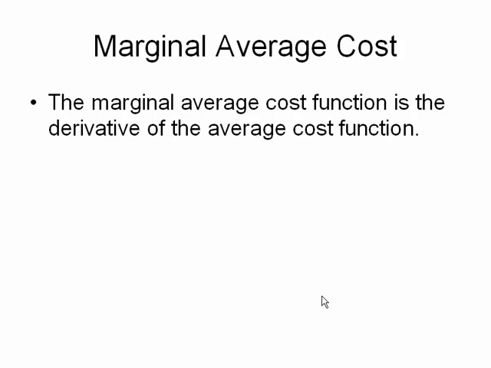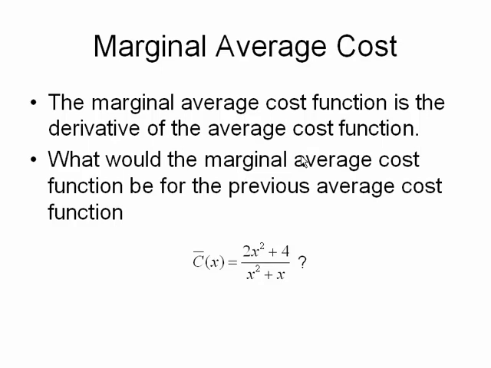So in the next step, now we're going to talk about the marginal average cost. The marginal average cost is just the derivative of the average cost function. And that shouldn't be a really big surprise to you, because whenever we've used that term marginal, it had to do with instantaneous rate of change, which means we'd need to take some derivatives. So what would be the marginal average cost function for the previous average cost function? Our C bar of x equals 2x squared plus 4 divided by x squared plus x.